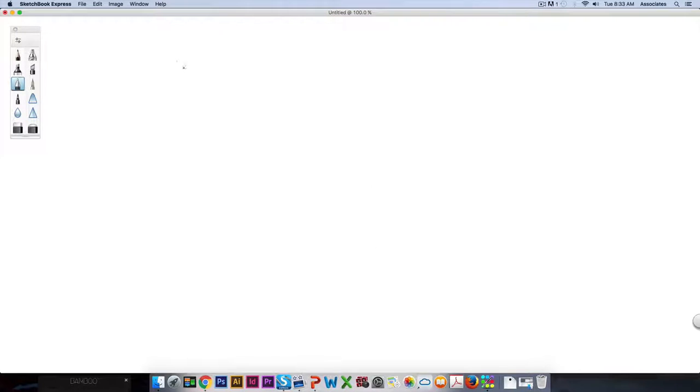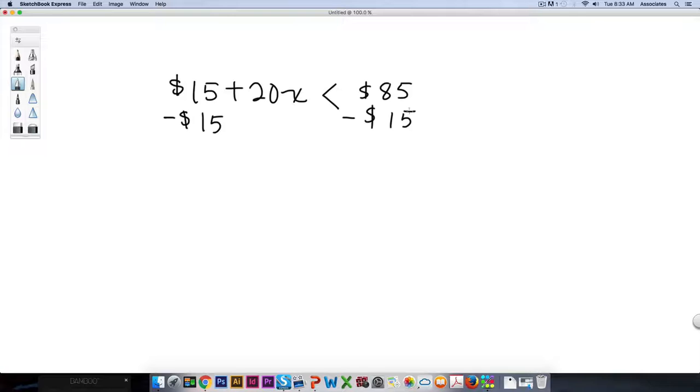All right, so the inequality said 15 plus 20x had to be less than $85. Again, it's an inequality, so I have to be careful. I'm going to undo the addition first. So the first step is I'm going to subtract 15 from both sides. I'm going to simplify. These cancel out because they're inverses. Here I get 70, and I lost my x again.